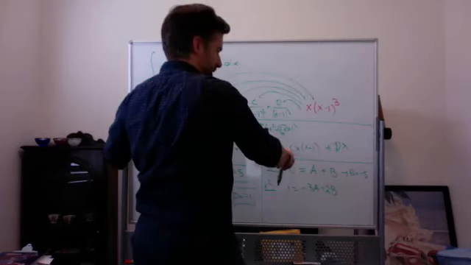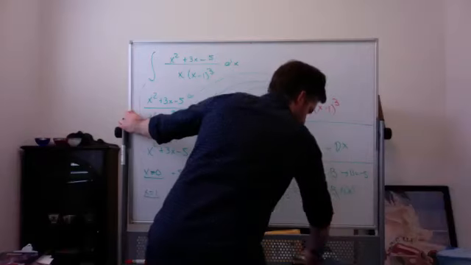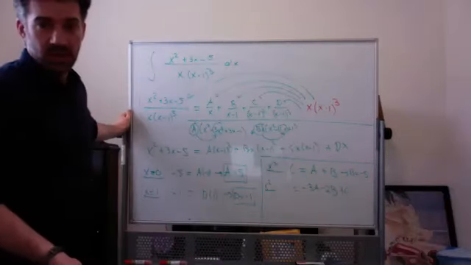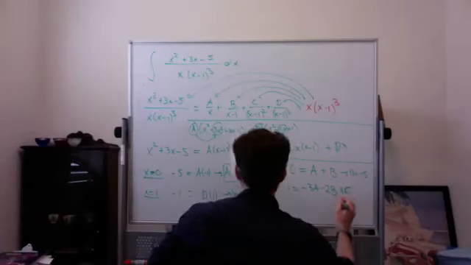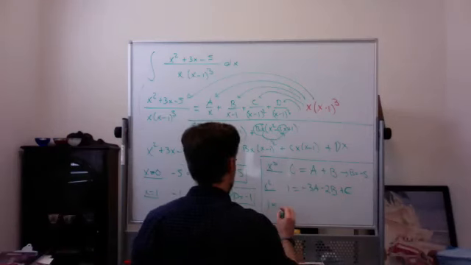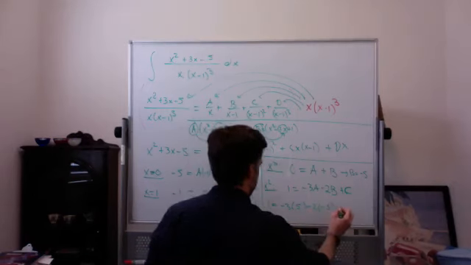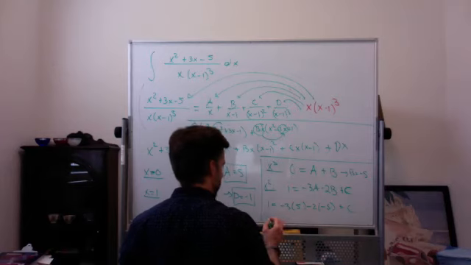And then finally, I've got a cx squared if I multiply this out. And the d doesn't contribute to x squared. So that's how I'm going to find x squared. Or sorry, I'm going to find c. Because I know that a is 5 and b is negative 5, I've got 1 equal to negative 3 times 5 minus 2 times negative 5 plus c, which is negative 15 plus 10 plus c. This is negative 5.